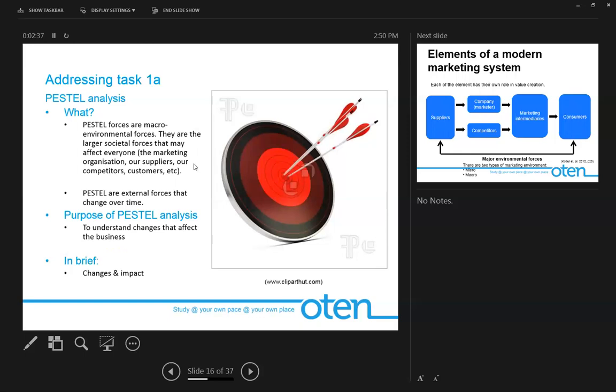Now, this is important for us. The purpose of doing PESTEL analysis is to understand changes that affect the business. There are 2 things we need to look at: changes and impact. How do they affect us? In doing so, please detail them by showing the data or facts that you research, either from the ABS, Australian Bureau of Statistics, or the IBISWorld report.